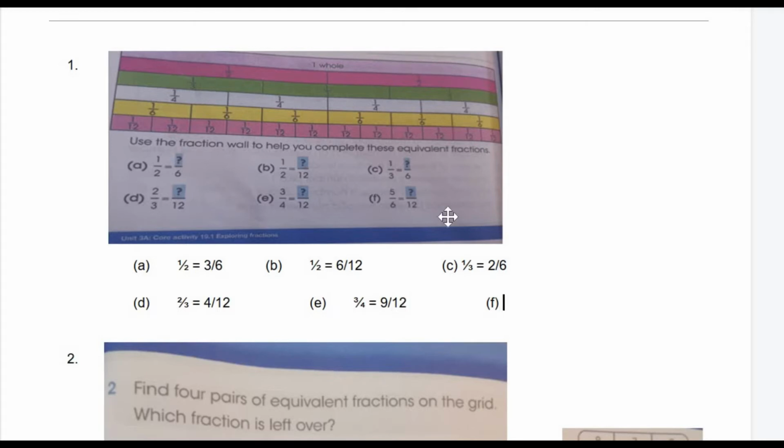Okay, then we have 5 out of 6. Again, we have 12 as a clue. So we should find a number that we multiply both 5 and 6 by. What number, if we multiply 6 by, we get 12? You guessed it, 2. So we multiply both 5 and 6 by 2. 2 times 5, 10. And then we already have the 12.